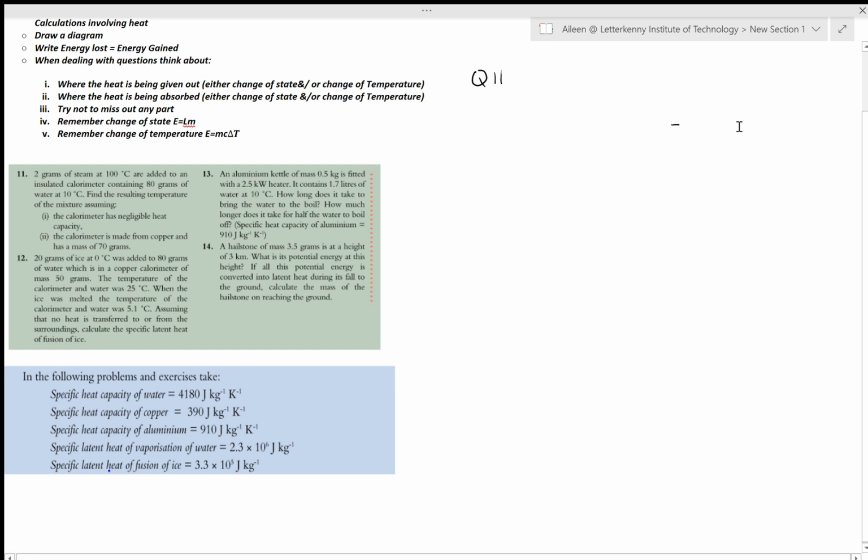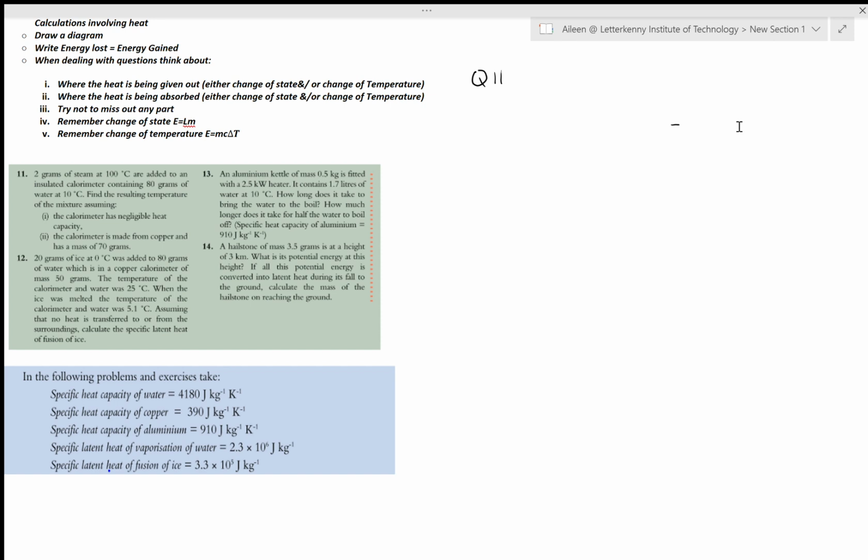Hi guys, today we're looking at calculations involving heat. So let's just go over our steps again. When we're looking at calculations involving heat, we must draw a diagram, write our energy lost is equal to our energy gained, and then when dealing with these questions, we need to think about where is the heat being given out, either by change of state or change of temperature, where is the heat being absorbed, either by change of state or change of temperature, and try not to miss any part.